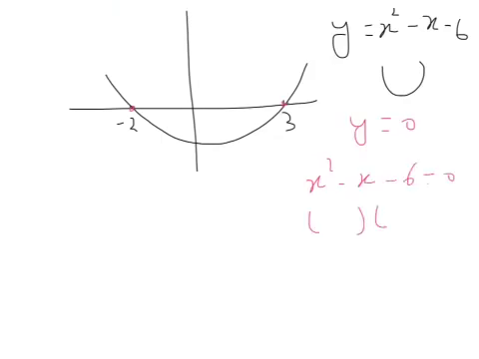Again, factorize, and you end up with x minus 3 and x plus 2 equal to 0. After you factorize, this would give you x equal to 3 and x equal to minus 2, which is this point and this point. That's where it touches the x-axis. So this is important for us because we need to know the boundary.